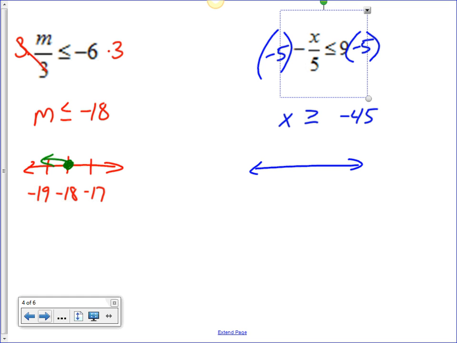Number line for that one, I'd simply put three numbers on here, negative 46, negative 45, negative 44. And for this one, we would have a closed circle, and I'd have an arrow to the right.